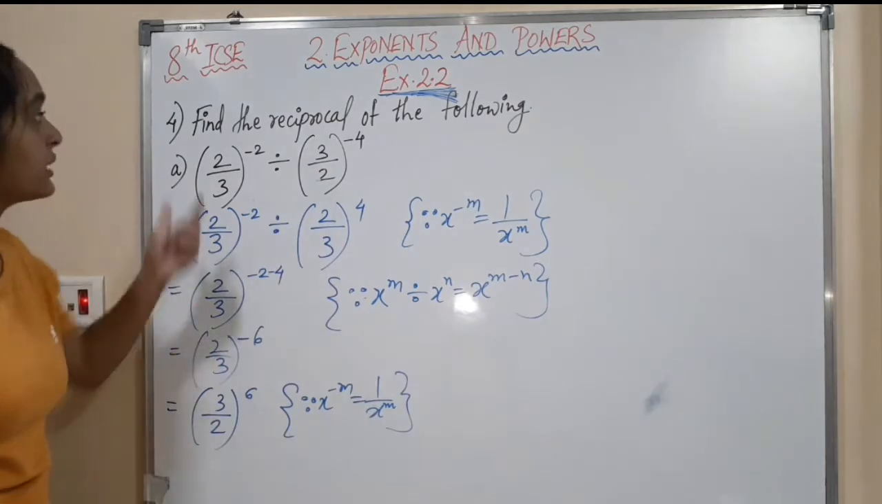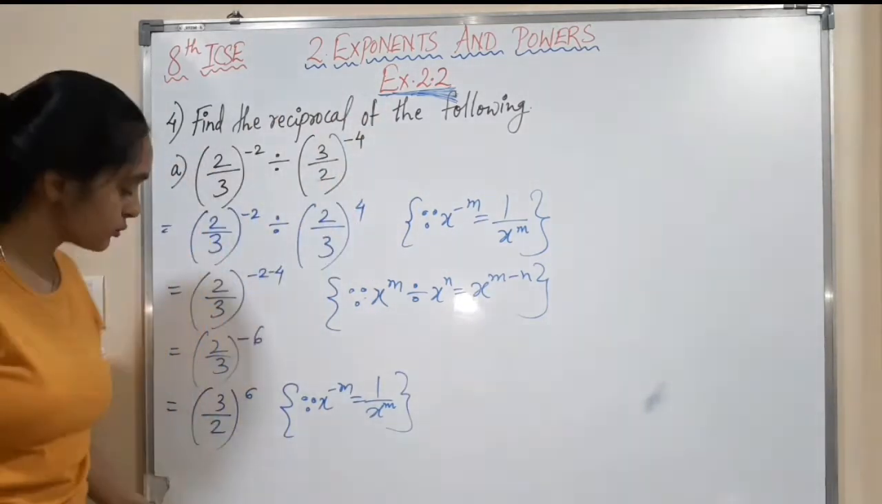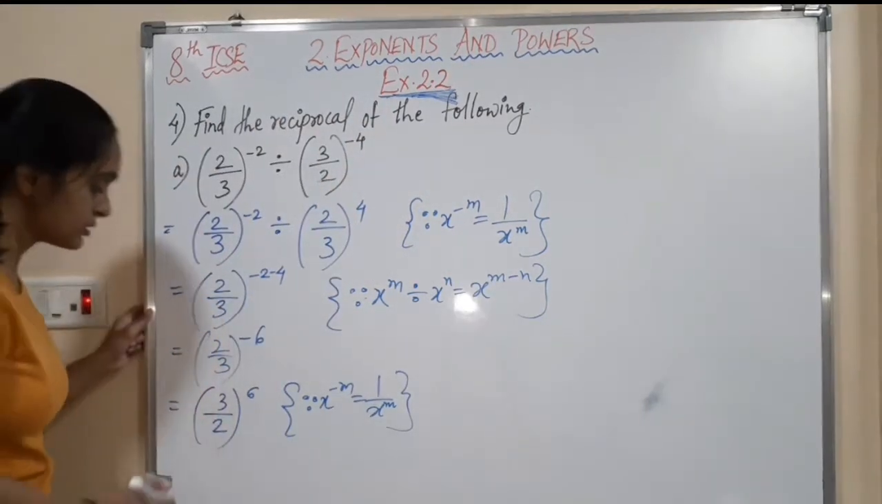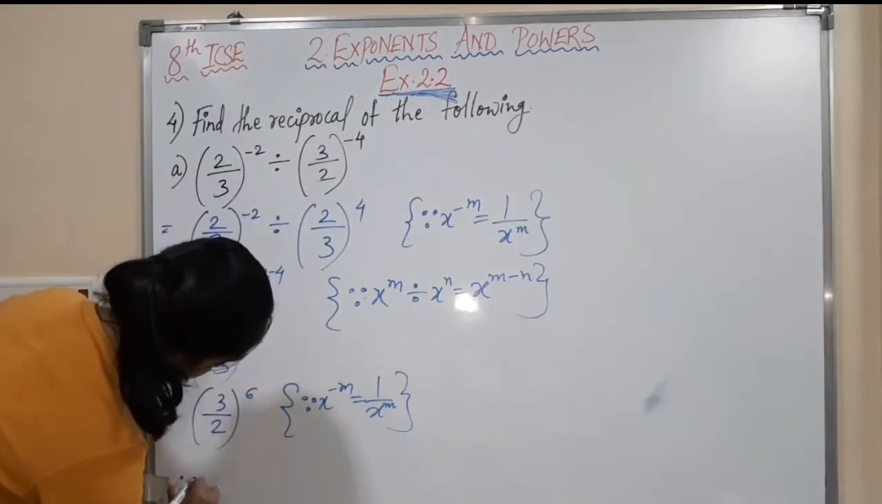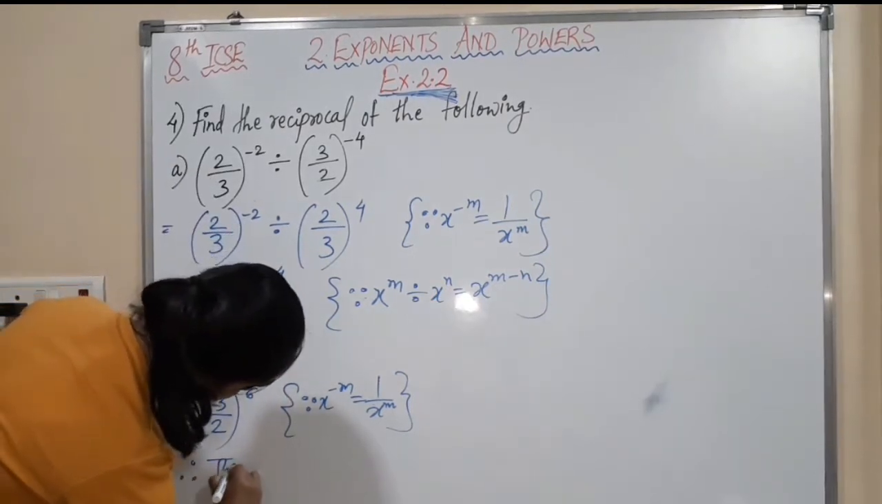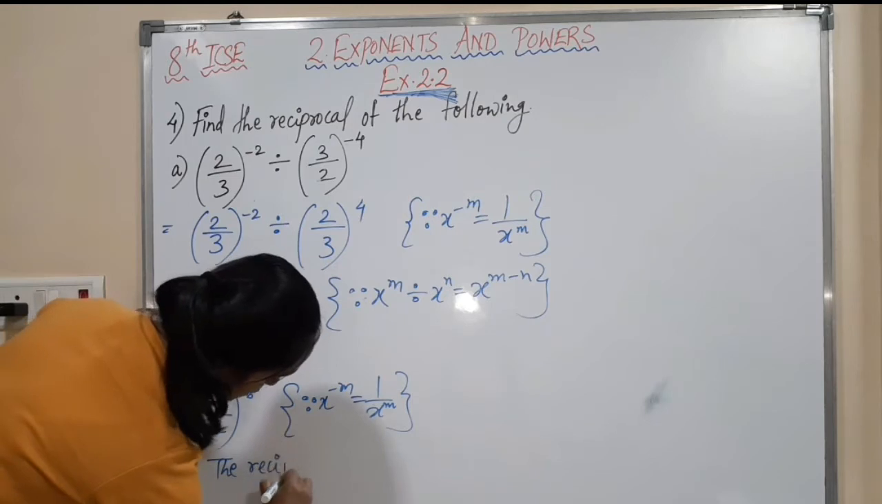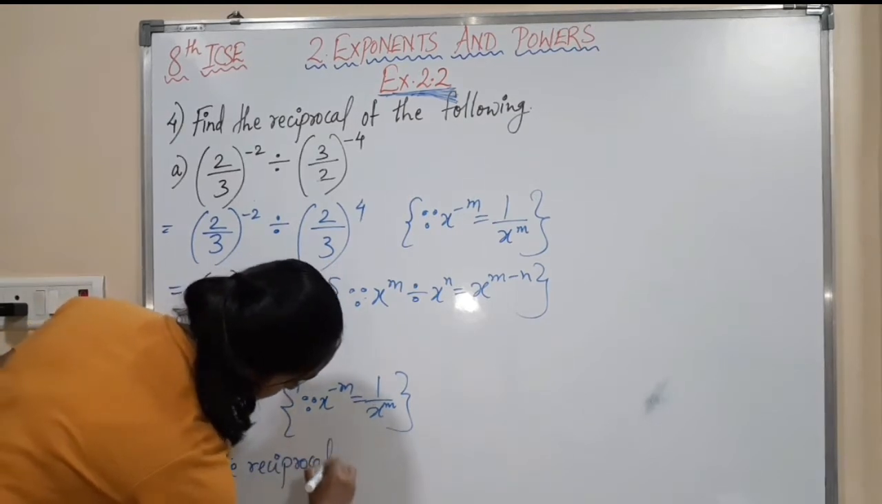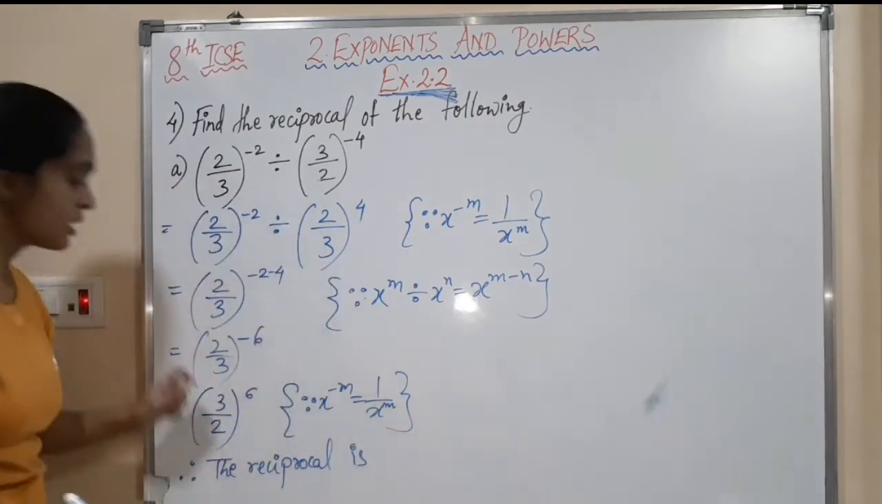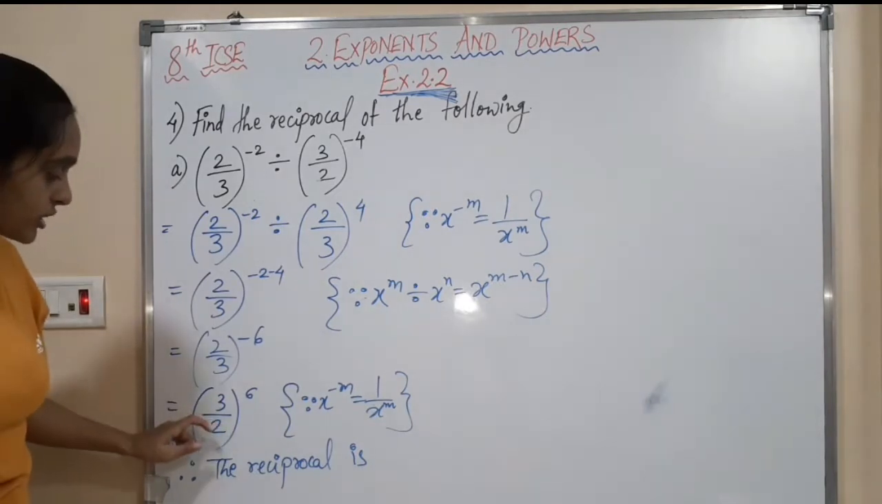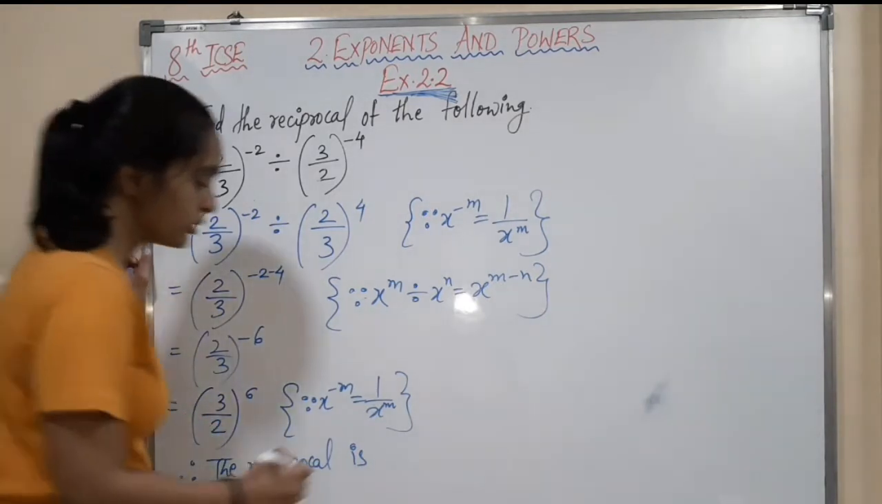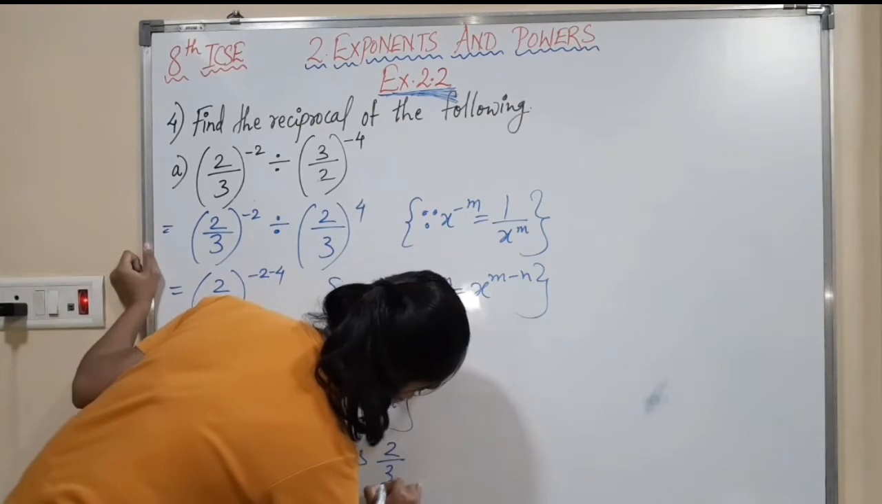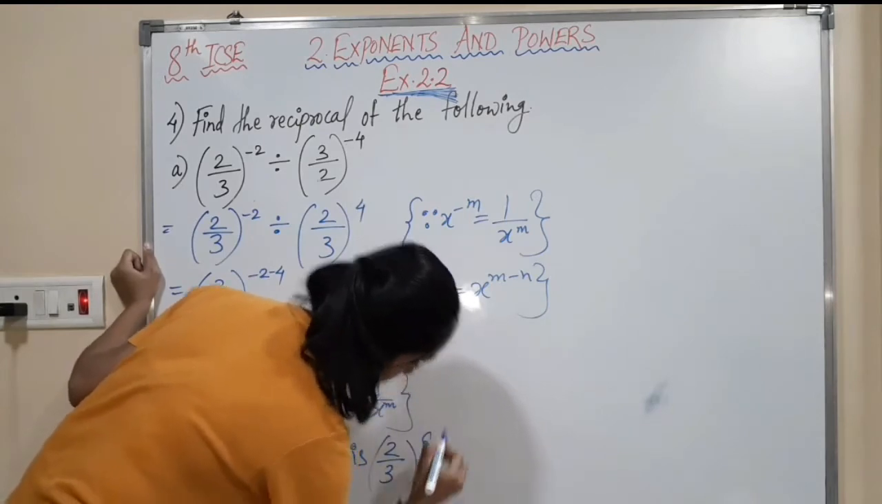Now we have to find the reciprocal of the following. So the reciprocal of this number is, therefore the reciprocal is, taking the reciprocal of this number will give you 2 upon 3 and the powers will be same.